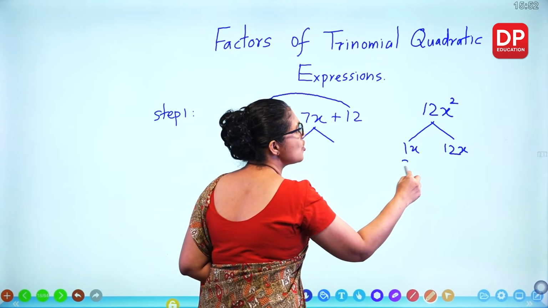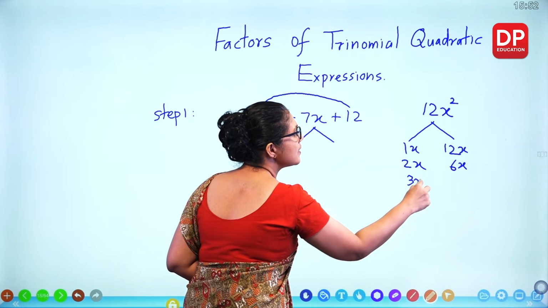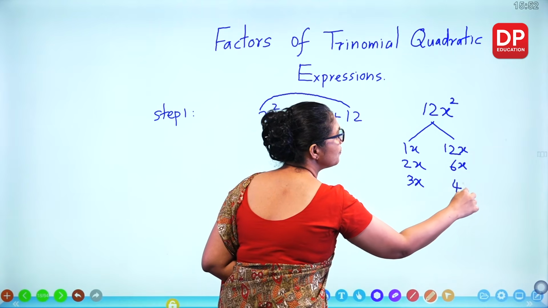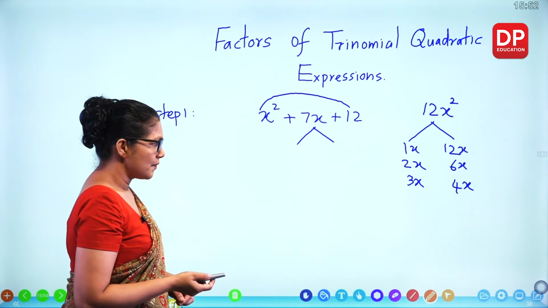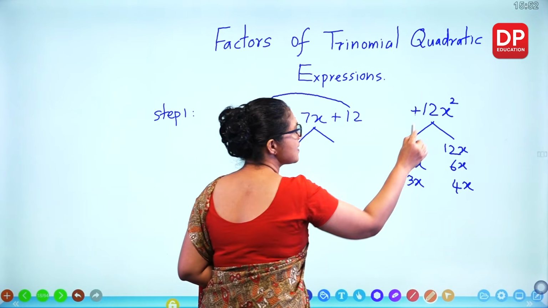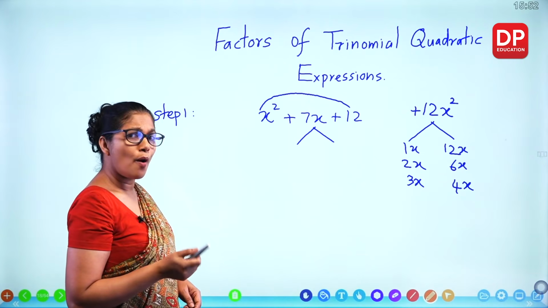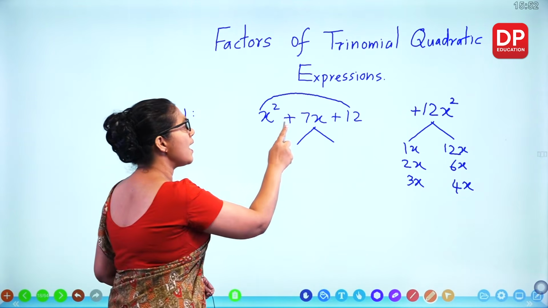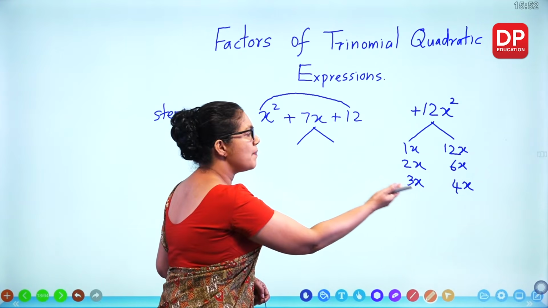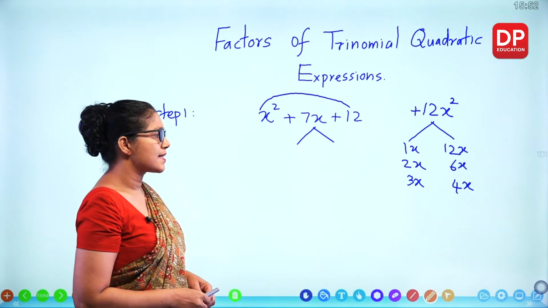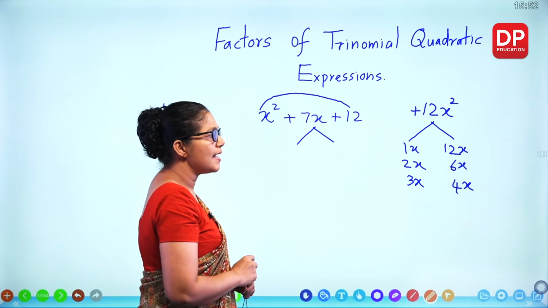I can write 2 with 6, 3 with 4, 6 with 2, 2 with 6 is the same. So here this is plus. So here how do you get a plus value? Both should be plus or both should be minus. Look carefully at the middle term. That's plus. When you add the numbers, you should get plus 7x. So what are the suitable factors to get 7x here?